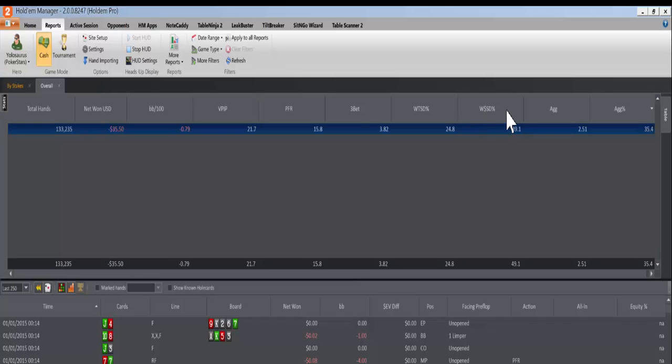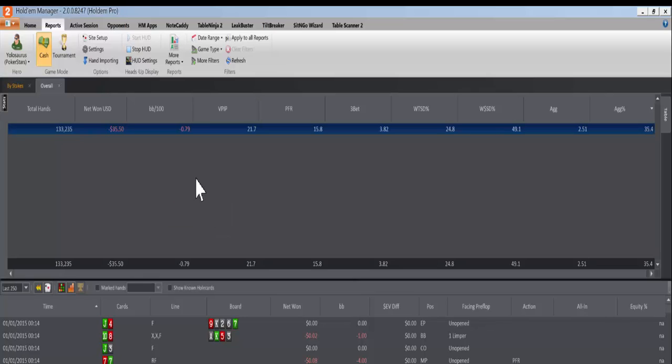This stat should be close to 50. If it's too low, it means you're not bluffing enough. If it's too high, it means you might be too aggressive. So 50 is like a number where you're kind of well balanced. Aggression and aggression frequency, I generally tend to use aggression, but aggression frequency is more accurate, I guess. So about 2.5 and 35% is pretty fine. Okay, but this doesn't tell us the whole story.